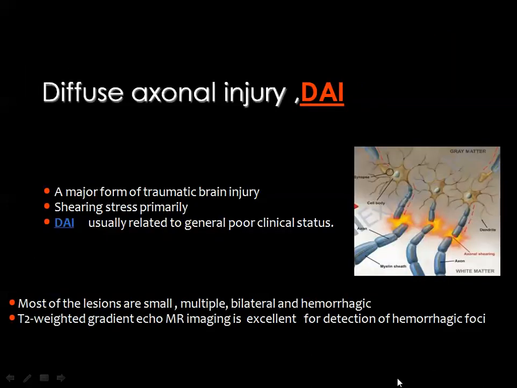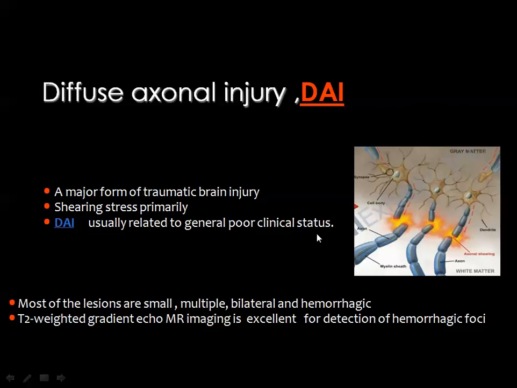Then I have mentioned in the lecture of cerebrovascular lesions in the pediatric age group something about the diffuse axonal injury, which is considered a major form of traumatic injury to the brain, resulting in injury of the axons of the neurons. And this injury is related to general poor clinical status.